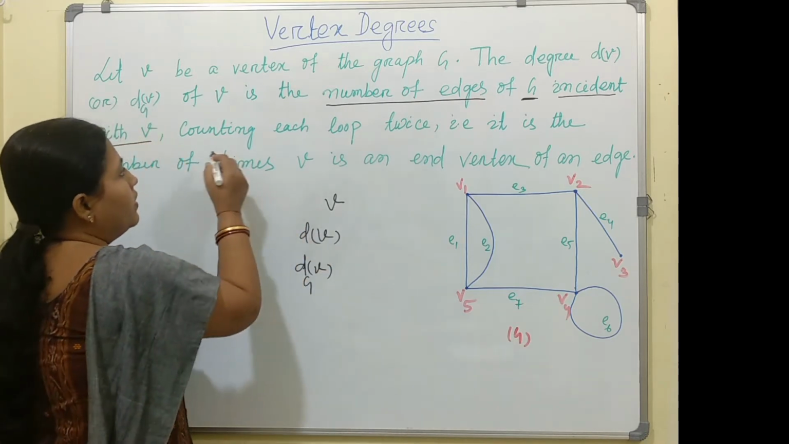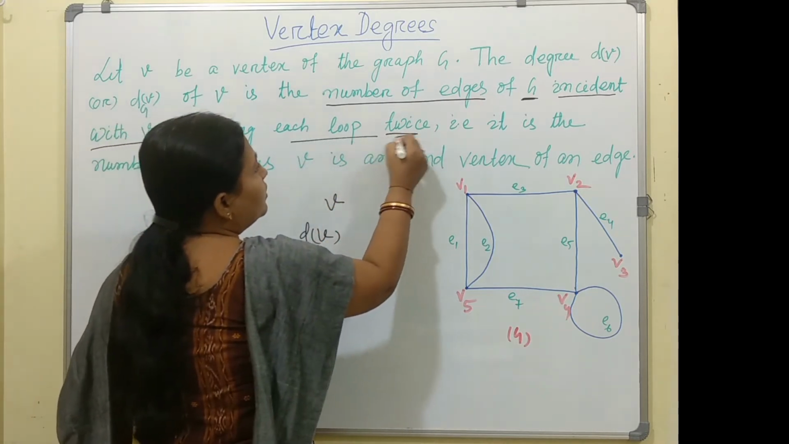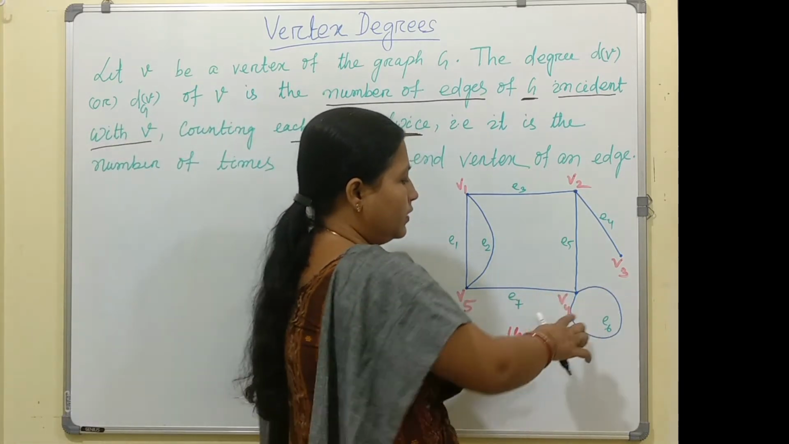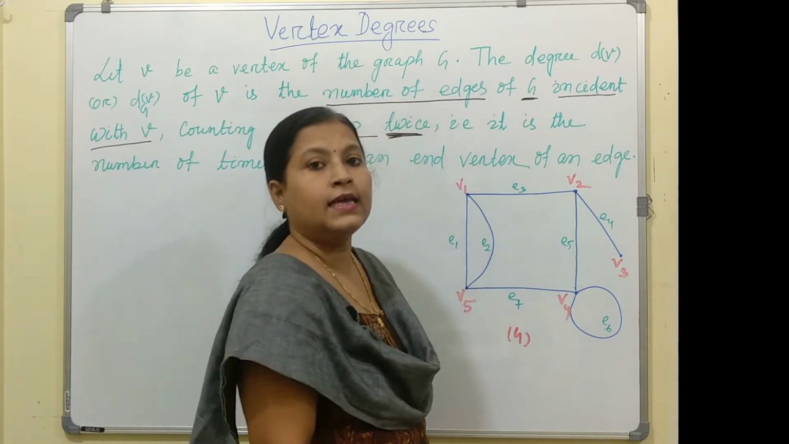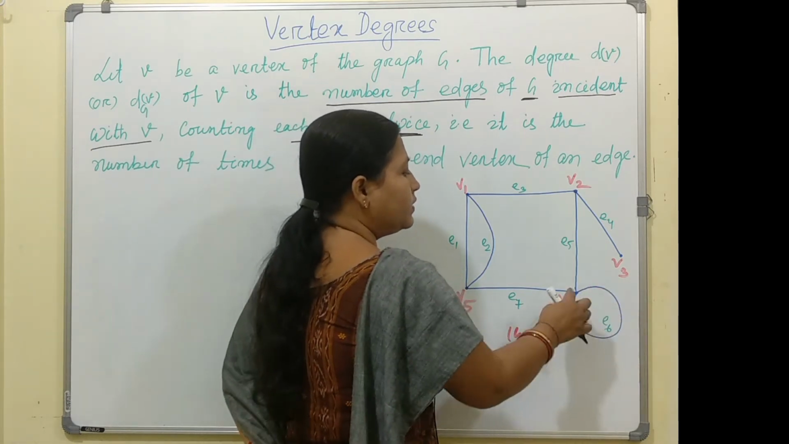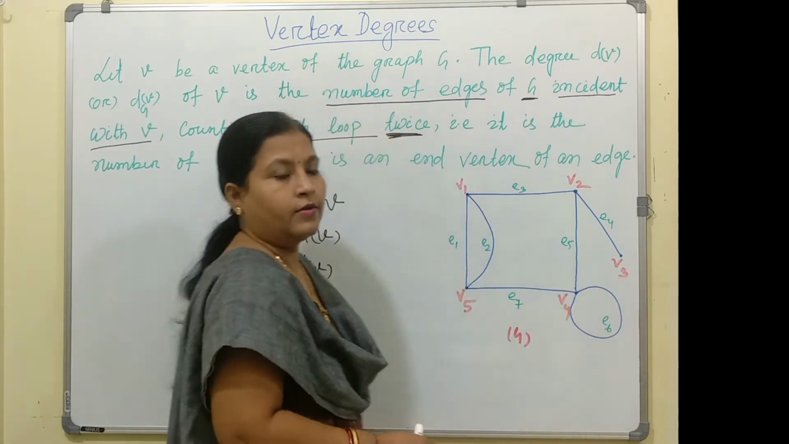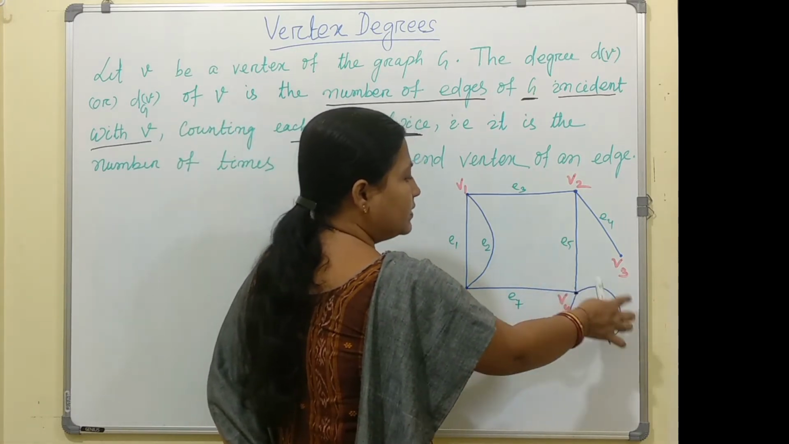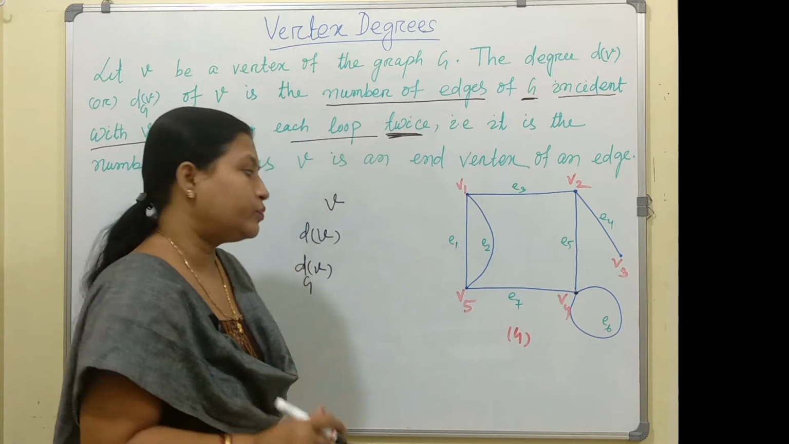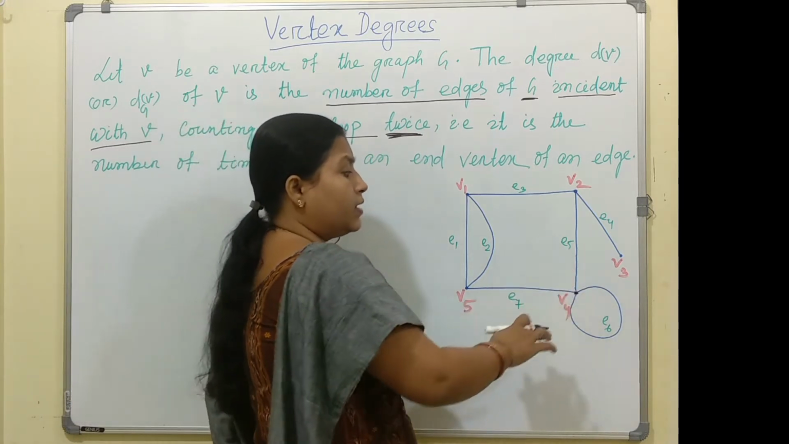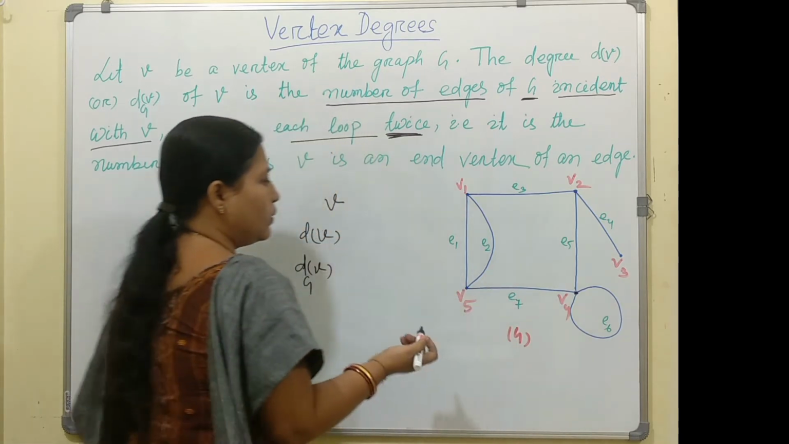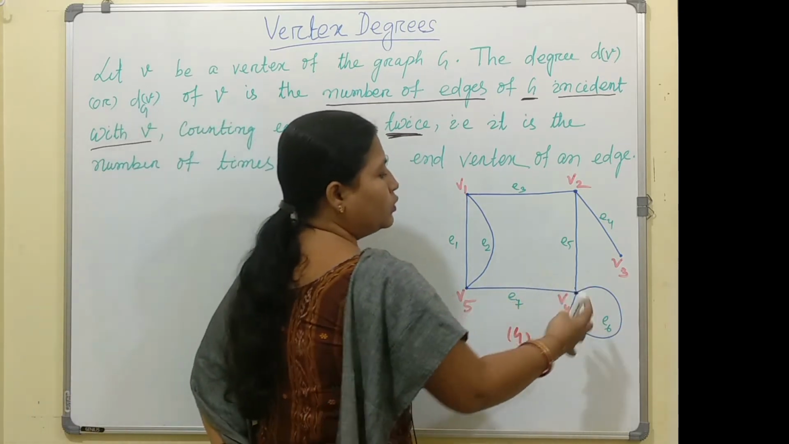Here each loop is counted twice. If the edge is a loop, here E6 is a loop, it is counted twice because the loop has end vertex twice. It starts and ends at the same vertex. So a loop is counted 2 times here.